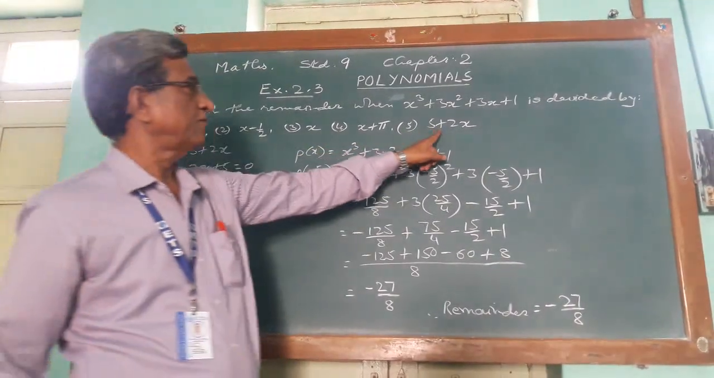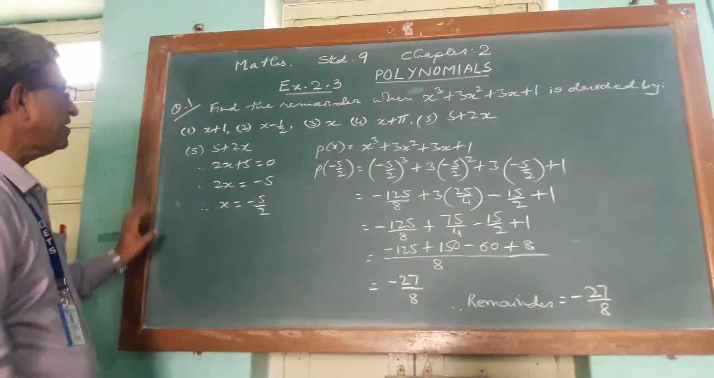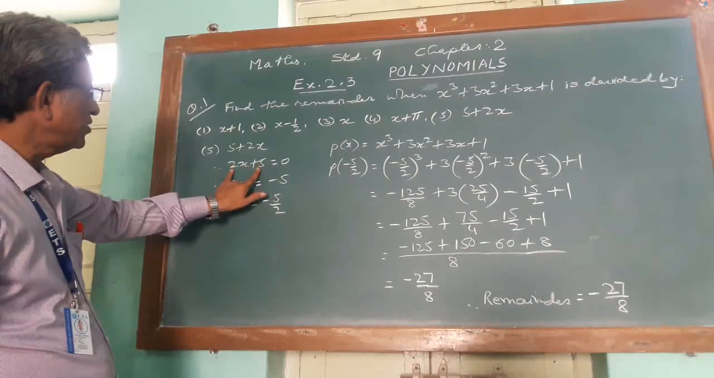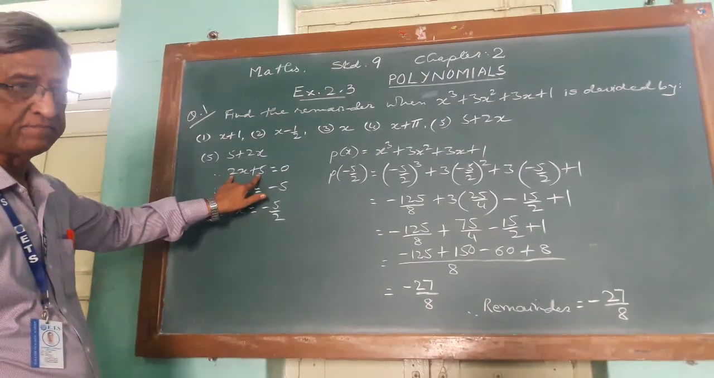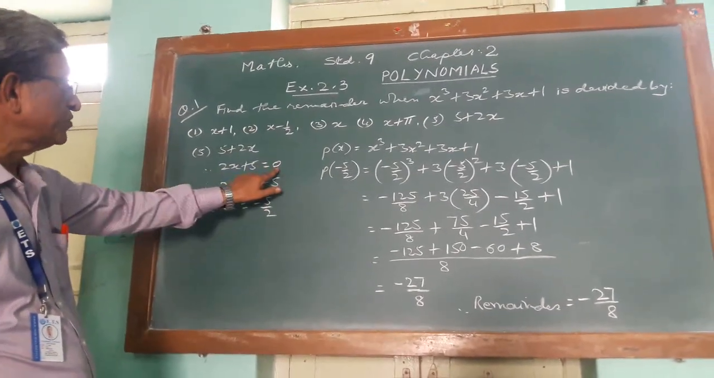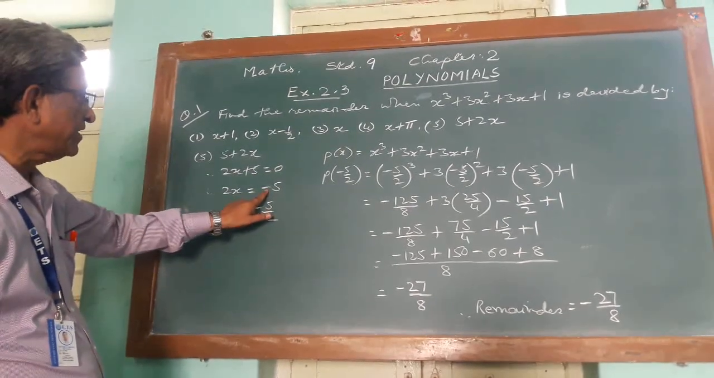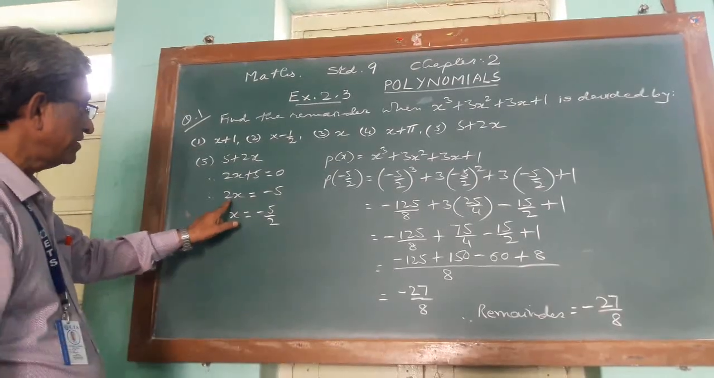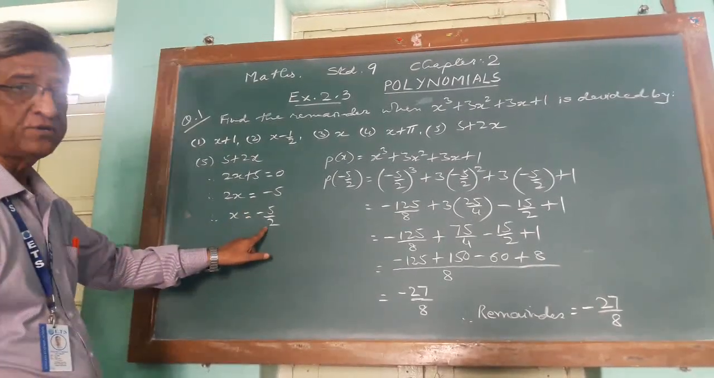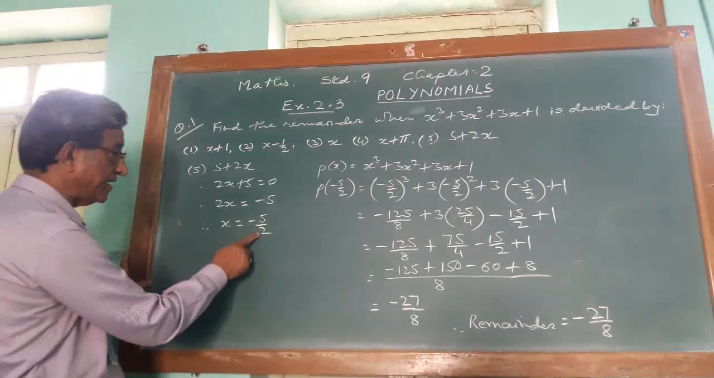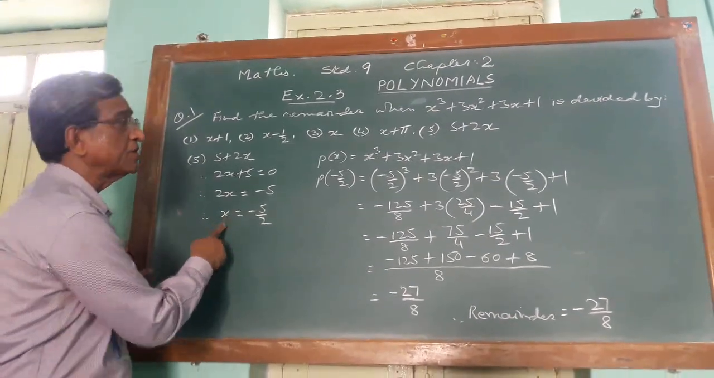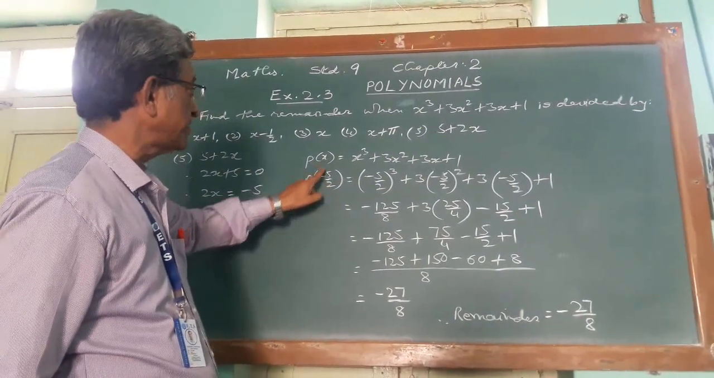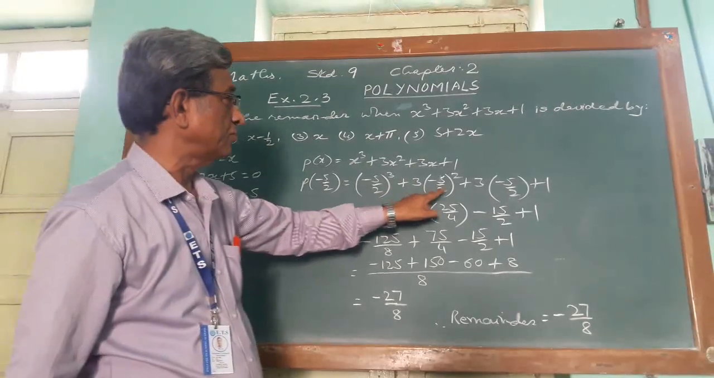Now fifth one, 5 plus 2x. So let 5 plus 2x equal 0. Either you write 5 plus 2x or 2x plus 5, it is one and the same. So 2x plus 5 equals 0. Take 5 to the other side. So 2x equals minus 5. Take 2 to the other side. x is equal to minus 5 upon 2. So substitute minus 5 upon 2 in place of x in the given polynomial.